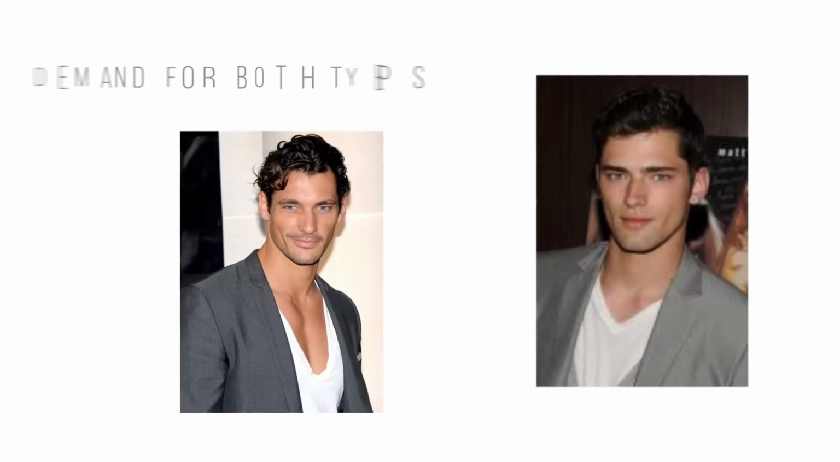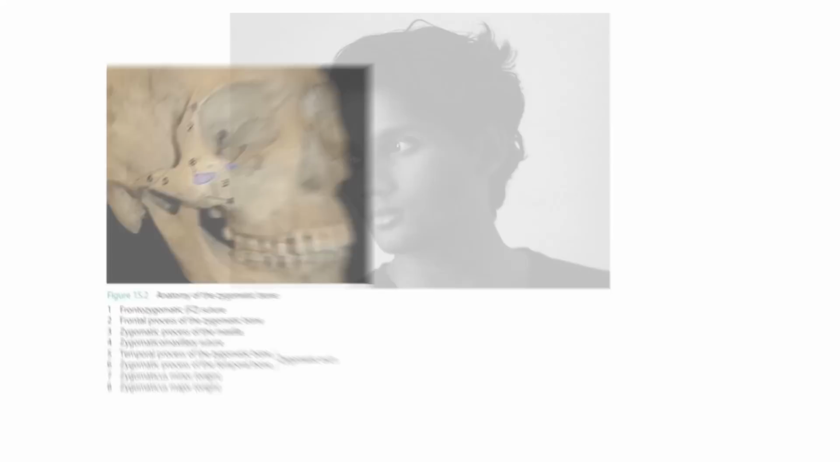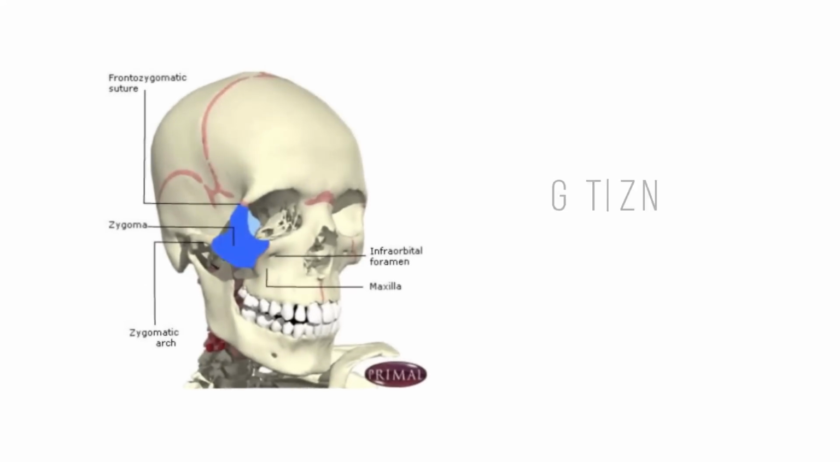In the modeling industry, there's demand for both types, but there's a reason why the top paid models all have high cheekbones. People often incorrectly refer to this part as the cheekbone itself, when it's correctly called a zygomatic bone. What's actually a cheekbone is a combination of two pieces of bone called the zygoma and the maxilla.